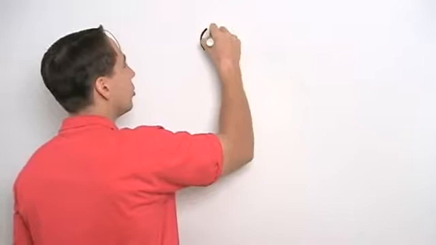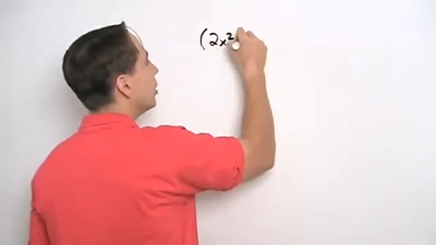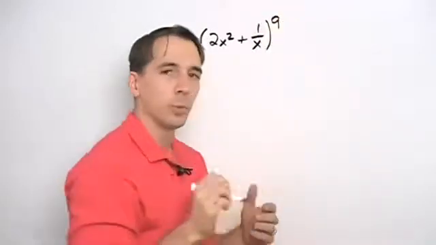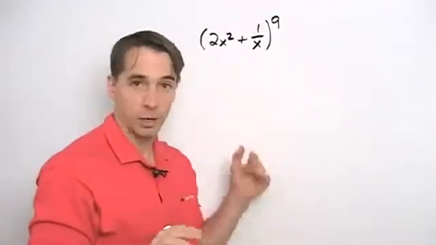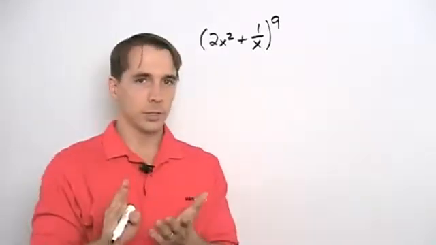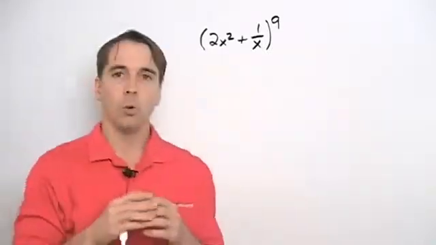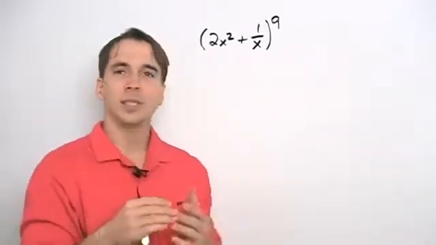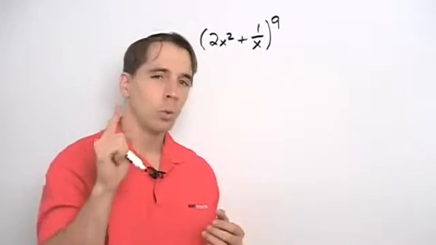We're going to start this time with (2x squared plus 1 over x) raised to the 9th. And what we're going to look for here, we're not going to multiply this out. That's not fun. But what we're going to do is look for the constant term. If we multiply this out, we're going to get a whole bunch of terms with x's in them. But there's going to be one term that doesn't have an x in it at all. What's that term?